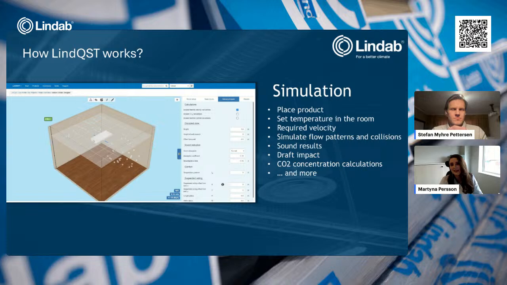And as you can see, now I have added the pre-selected product into Indoor Climate Designer, and here I can set up different kinds of things like room setup, where I can define the size of the room. I can place the product in different parts of the room. I can set temperature in the room, required velocity, simulate flow patterns and collisions. I can also see the sound results, draft impact, CO2 concentration calculation, and so on. And this is more or less how the simulations look.